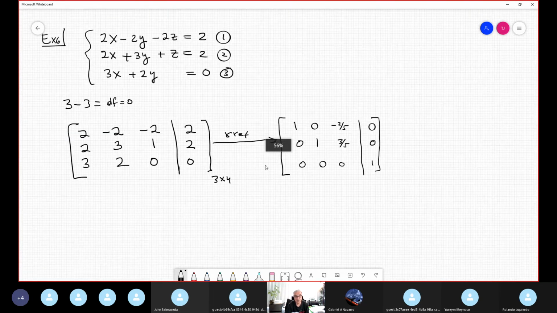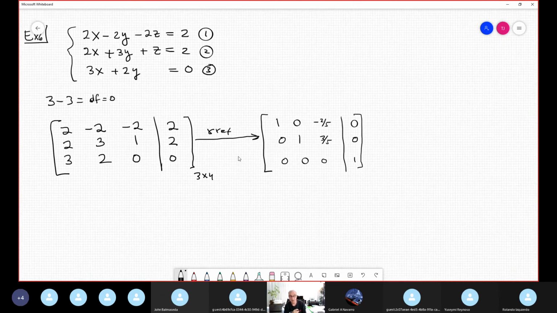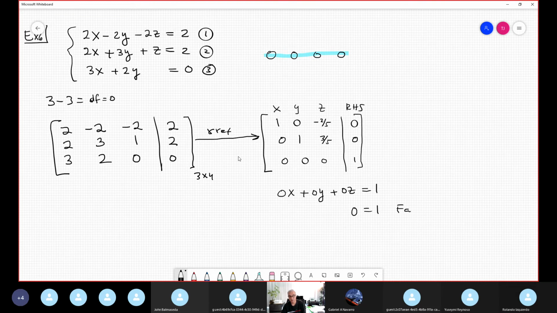Pay attention because this is completely new for you. You never see this answer. Remember, when you have 0, 0, 0, and 0, we delete this equation because it's completely dependent. But in this case, no. This is the x column, y column, z column, right hand side. And the last equation is 0x plus 0y plus 0z is equal to 1. So 0 equals 1, and this is completely false.